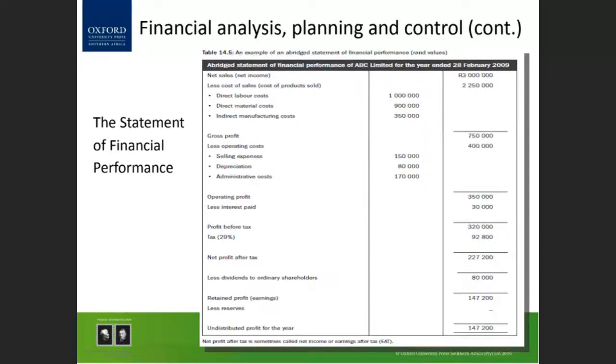Okay, so this is an example of a statement of financial performance, starting with sales, less cost of sales, then you have your gross profit, until you have the undistributed profit for the year. It is also important that in your own free time, you go through these financial statements so that you understand how to draw up a statement of financial performance or an income statement.